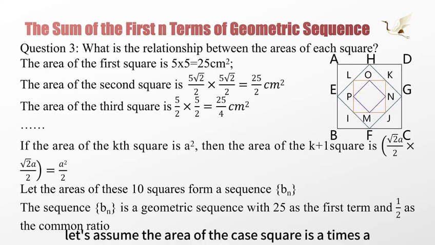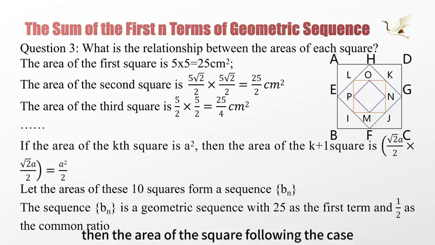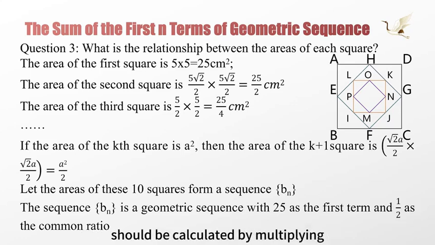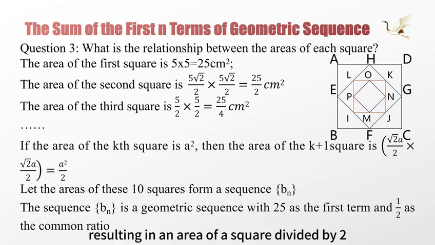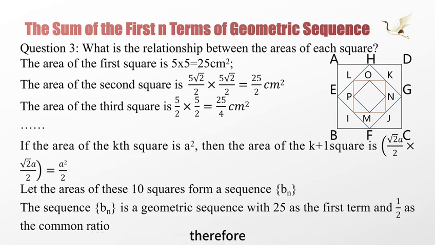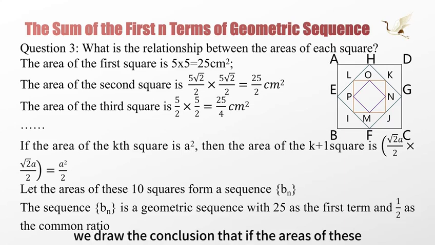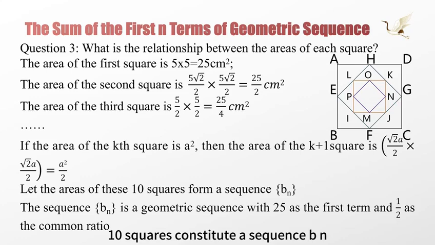Okay, let's assume the area of the kth square is a times a, which equals a squared. Then the area of the square following the kth should be calculated by multiplying the side length of the next square, which is a times the square root of 2 divided by 2, by itself, resulting in an area of a squared divided by 2. Therefore, we draw the conclusion that if the areas of these 10 squares constitute a sequence bn, then bn is a geometric sequence with 25 as the first term and 1/2 as the common ratio.